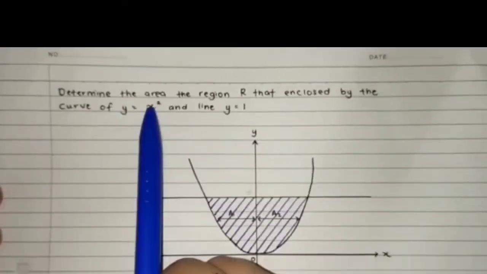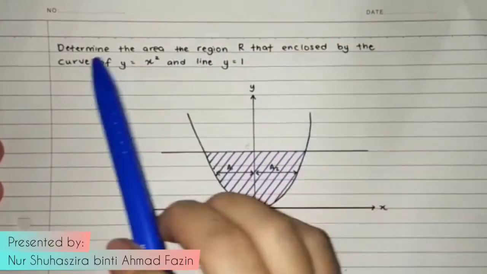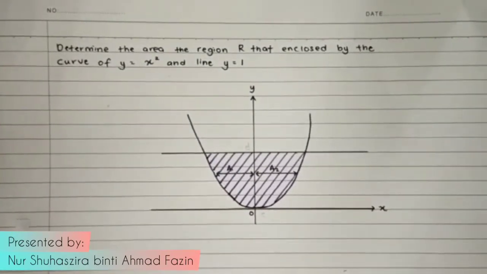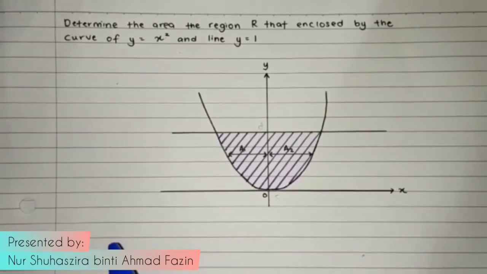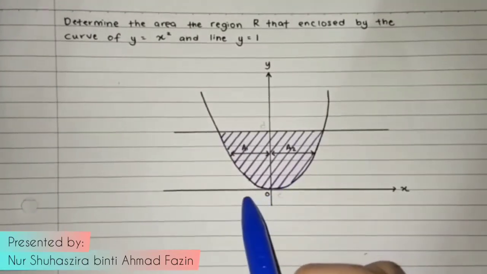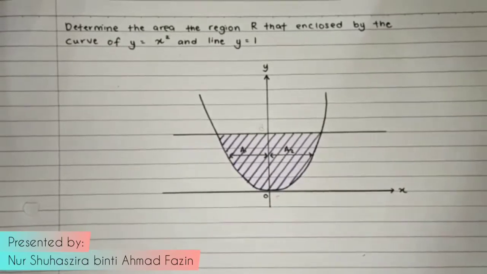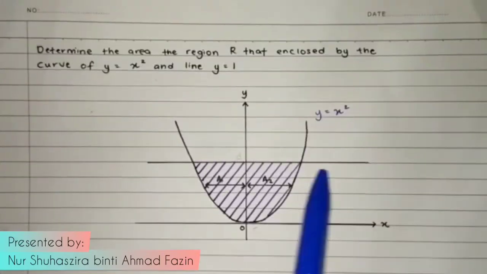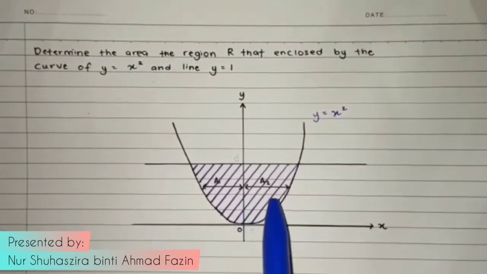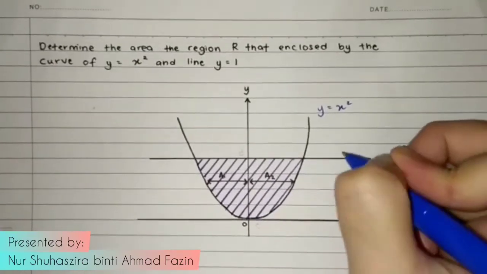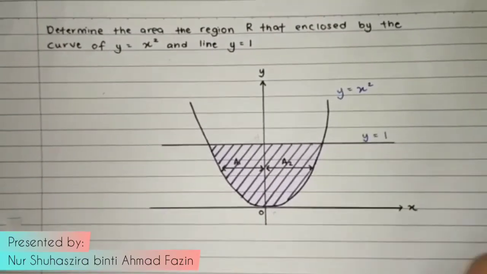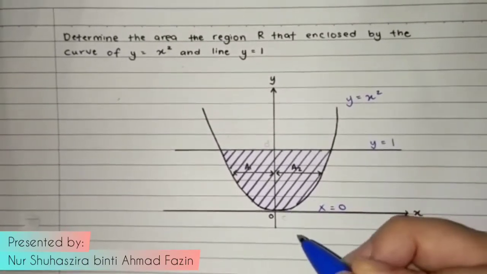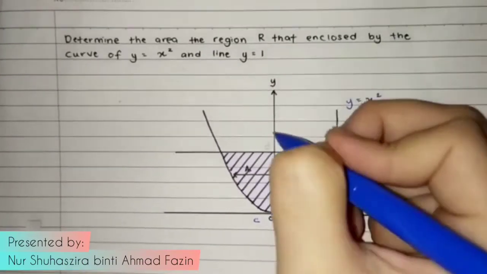Problem statement. Determine the area of the region R enclosed by the curve of y equal to x squared and the line y equal to 1. Now, we can see what this region looks like. We can see that you have one curve which is divided into two parts, namely A1 and A2. This curve touches the y and x axis, that we call y equal to x squared. The straight line touches the y-intercept, we can see that this line is y equal to 1, and x equal to 0 for this line. 0 is the coordinate for C and 1 is the coordinate for D.